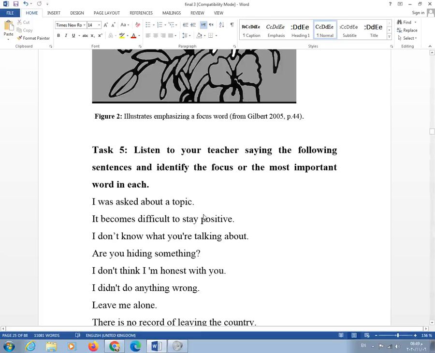It becomes difficult to stay positive. What is that? By the way, you can chunk this. Okay, you can say it becomes difficult, rising, and stay positive. And the two focus words here are difficult in the first and positive in the second. I don't know what you're talking about.